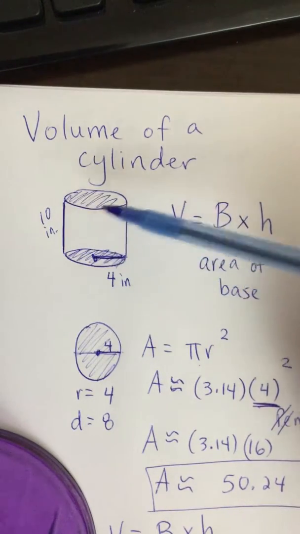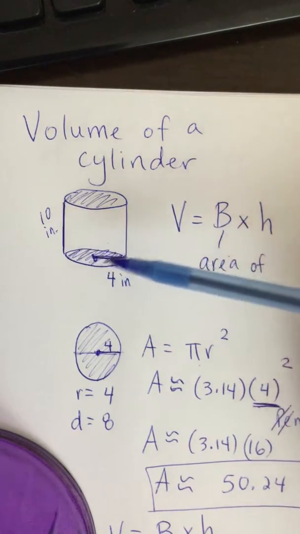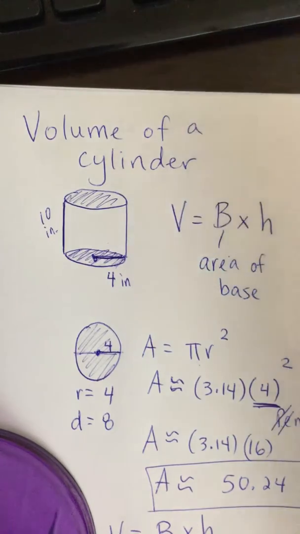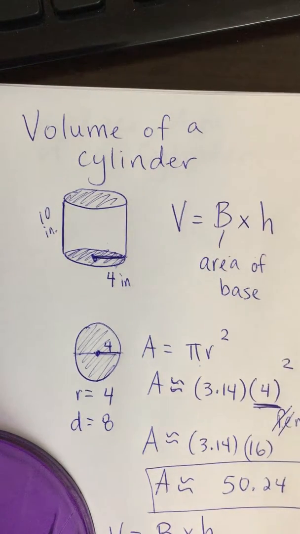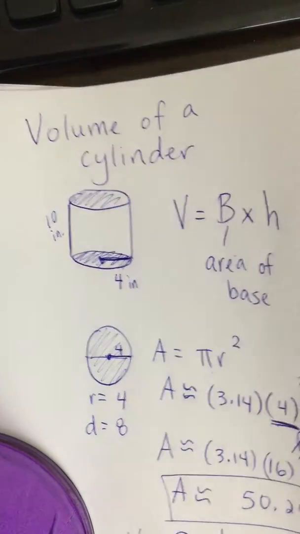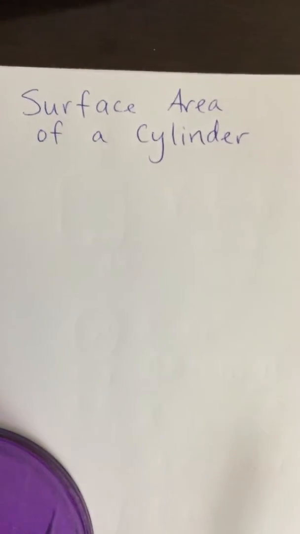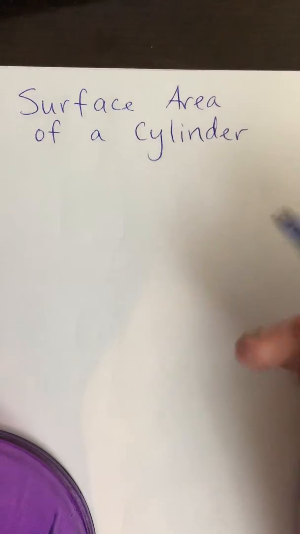Volume is the inside part. Find the area of the bottom, and then times it by the height. Now what we're going to do is find the surface area. And surface area is going to be a little bit harder. Here we go. So surface area of a cylinder.